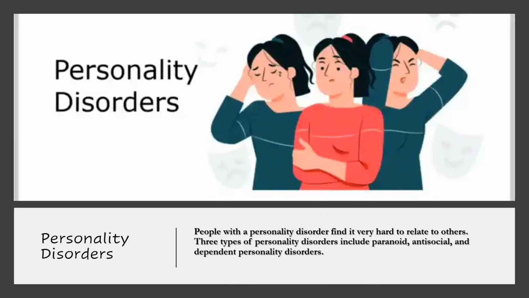The next category of mental emotional disorders we will discuss is personality disorders. People with personality disorders find it very difficult to relate or to get along with others. There are three types of these disorders, and they are paranoia, antisocial, and dependent personality disorder. The one I want to focus on the most is antisocial.